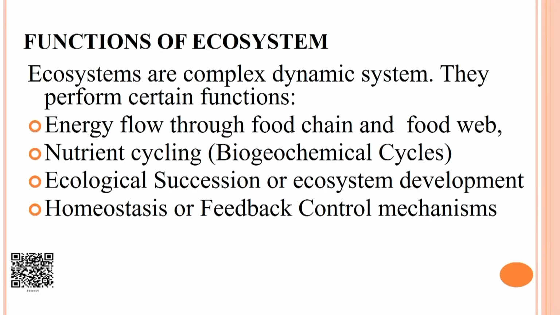Now we have talked about ecosystem, types of ecosystem. Then we talked about the components of the ecosystem, that is biotic component as well as abiotic component. Now come to the next section, that is function of an ecosystem. We all know ecosystems are complex dynamic systems and they perform various functions like energy flow through food chain and food web, nutrient cycle. It includes biogeochemical cycles. Here, when we discuss biogeochemical cycles, we will talk about carbon cycle, nitrogen cycle and water cycle, ecological succession or ecosystem development, and homeostasis or feedback control mechanisms.